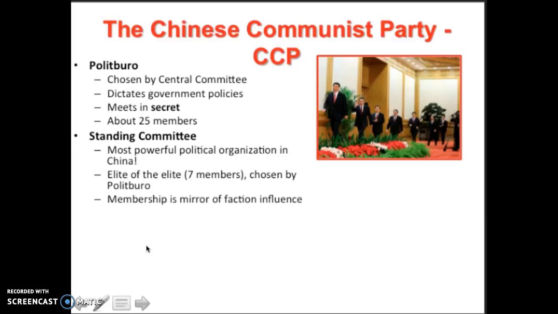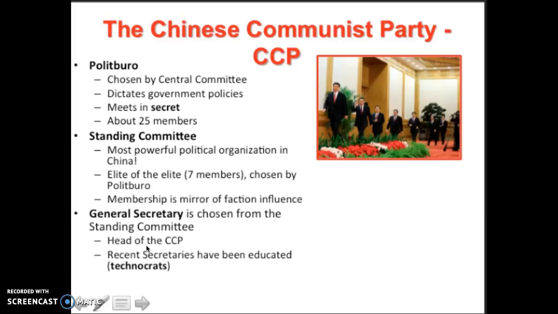So these people are going to be the top leaders that actually work and live in this huge compound in the center of Beijing. Yeah, and they control everything, and it's very secretive. The General Secretary is chosen from the Standing Committee, and this becomes the head of the Chinese Communist Party.